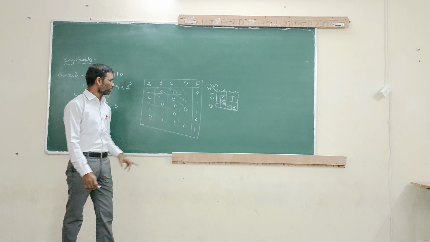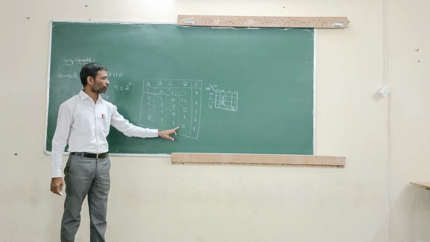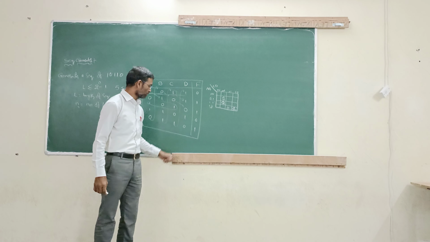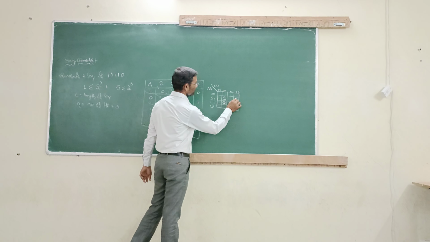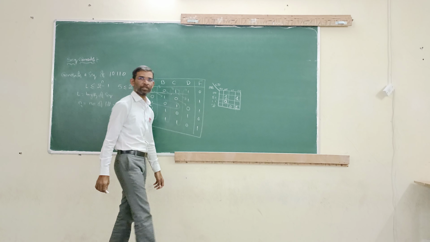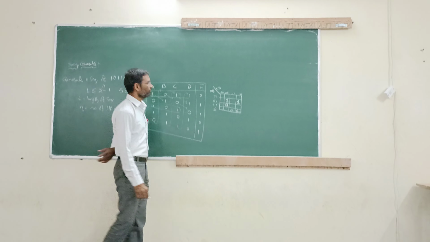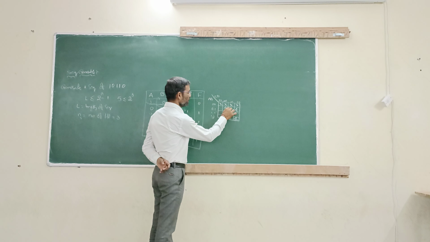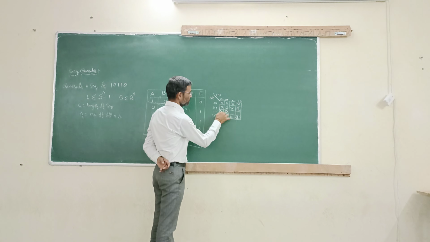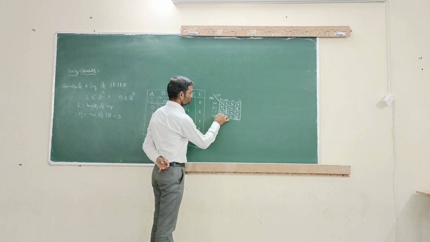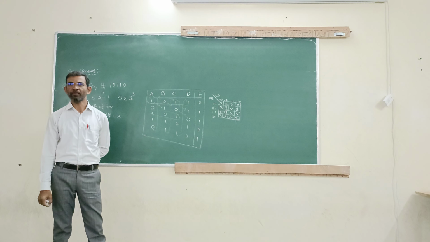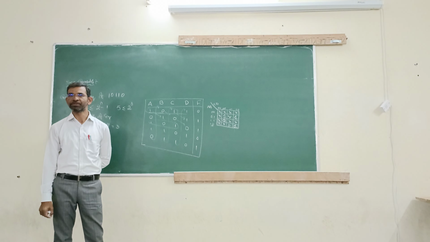Is it clear? Next one is 0 1 1 0. It is AB equal to 0 1 and CD equal to 1 0, so here we are going to get that value. In the remaining cells, the rest are don't care cells. The rest of the cells we have to consider as 0.